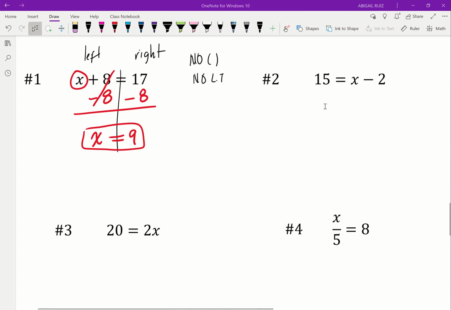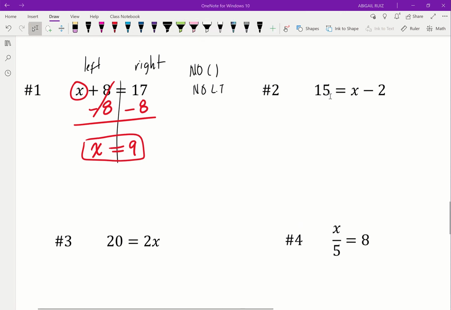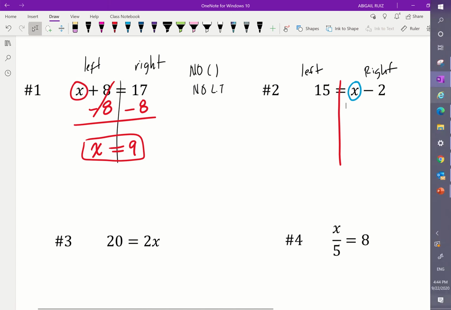Now notice on number 2. Number 2, you have the variable on the right side. So again, let's put the border. This is your left here, and this is your right side. Now the variable is here. You're going to do the same process, bubble the one that you're solving for. That means your opposite is the number that is next to the bubble. Look at this one. The opposite was plus 8 because it's next to the variable you're solving for. So that's your opposite.